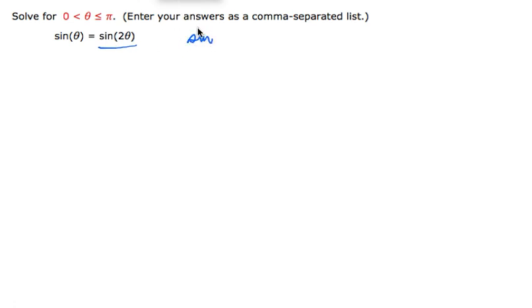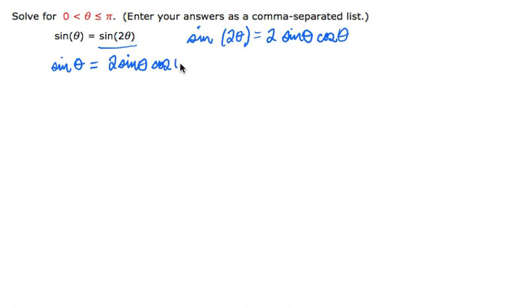Now we know that by trig identities, sine of 2 theta is equal to 2 times sine of theta times cosine of theta. So we're going to substitute that in on the right side here to get sine of theta equals 2 times sine theta times cosine theta. And that's what we're going to solve instead. So now everything has a plain theta. That makes it a little easier.